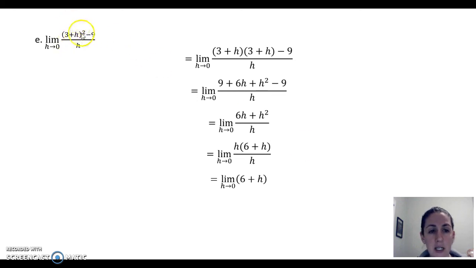So this function here and this function here are the same for all values except h equals 0, which means their limits will be the same. So when I take the limit as h approaches 0, I'll try my direct substitution by plugging in h equals 0, and I get 6, which is a real defined value, so this limit does exist, and it's equal to 6.